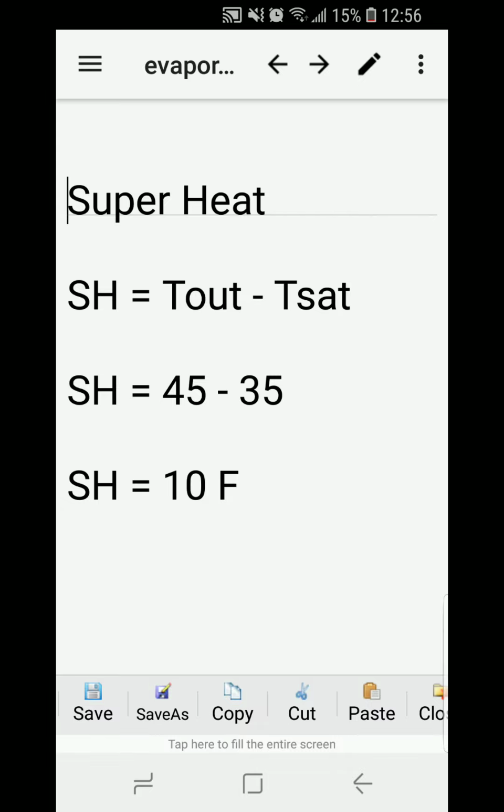SH, or the superheat, is 10 Fahrenheit. Okay, so this 10 Fahrenheit is in the ideal range, the ideal range being 8 to 12 Fahrenheit. So from this value, we can see that the refrigeration system is operating normally.